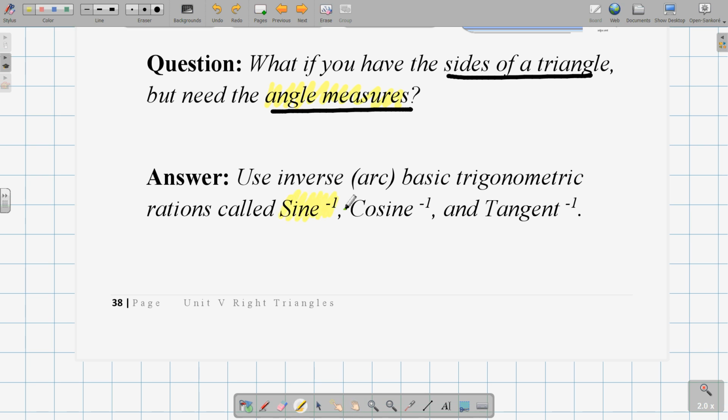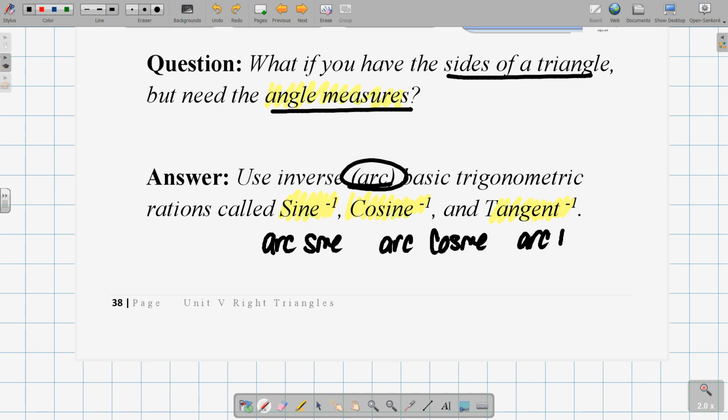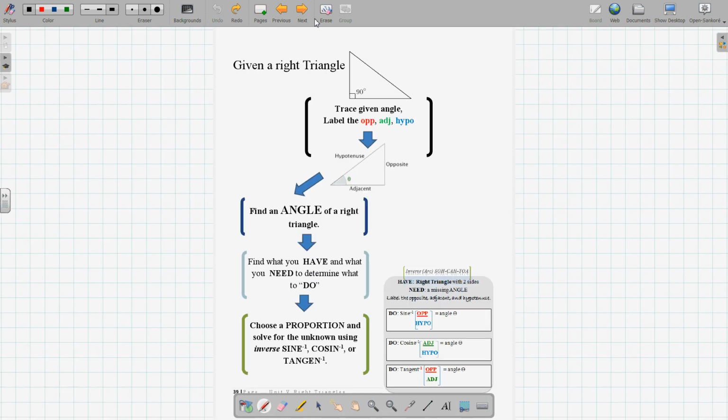Inverse SOH CAH TOA, which looks like this: inverse sine, inverse cosine, and inverse tangent. In some terminologies, it's also used arc. Arc sine, arc cosine, and arc tangent. I will use the term inverse. East Coast, they use the term arc. This is super easy to use.